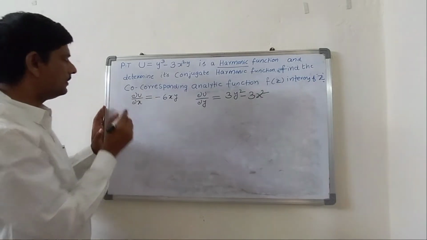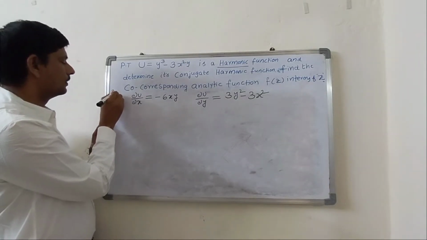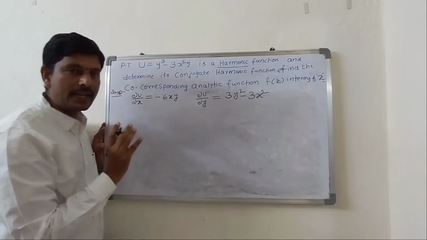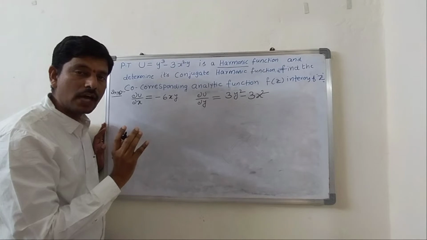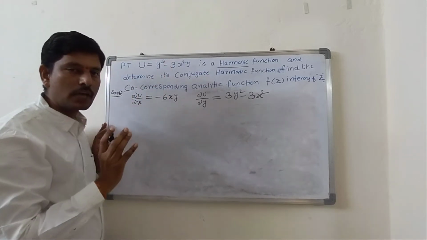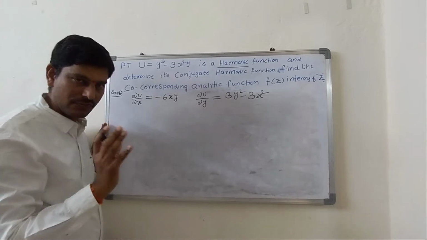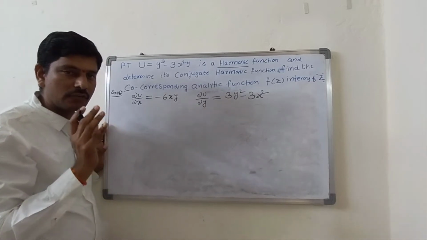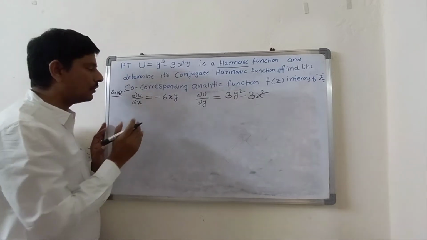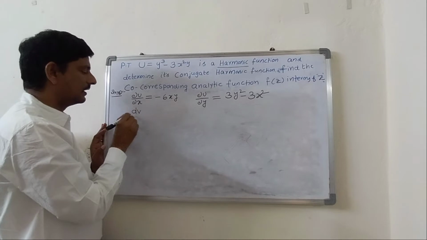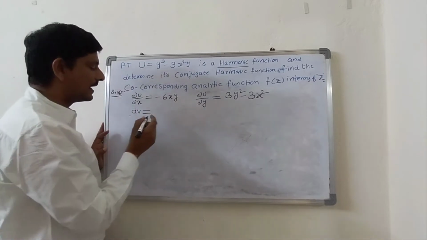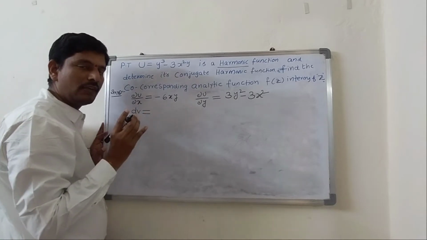Right, now coming to step number 2. In step number 2, we have to find the conjugate harmonic function. Here u is given to us. So the conjugate harmonic function of u is what? Right, v. The conjugate harmonic function of u is v. Now we have to find the value of v. To find v, we take dv, the exact differential. The exact differential formula we learned in our M1.